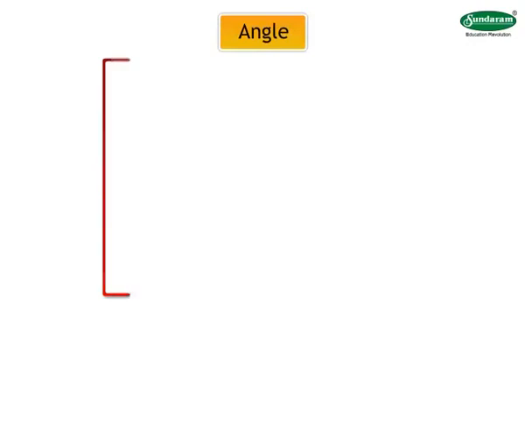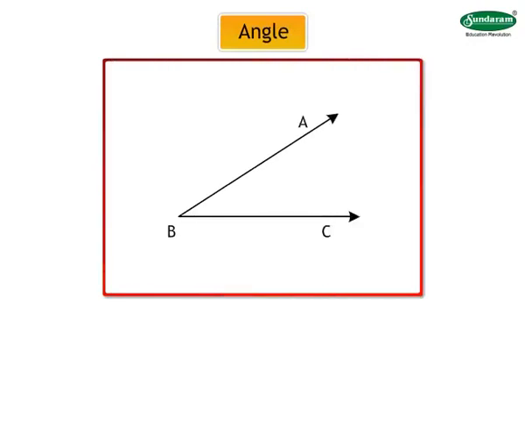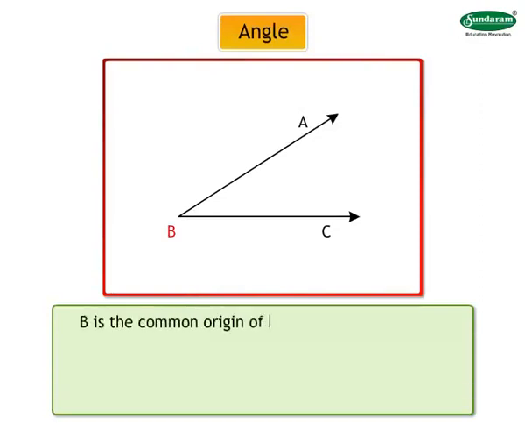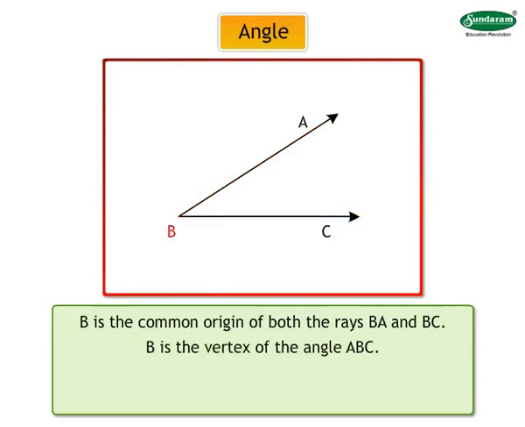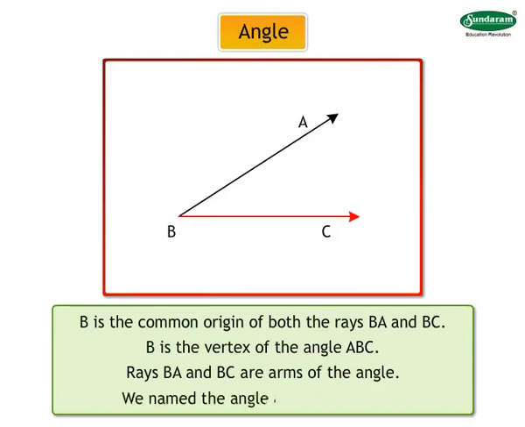From the figure, we can see that an angle is formed by the union of two rays. B is the common origin of rays BA and BC. B is the vertex of angle ABC. Rays BA and BC are arms of the angle. Angle is named as angle ABC or angle CBA with a symbol resembling the angle figure.